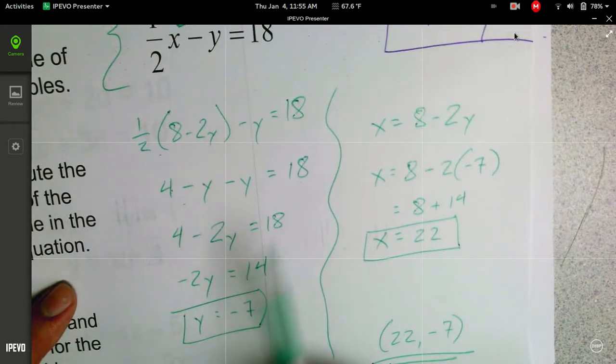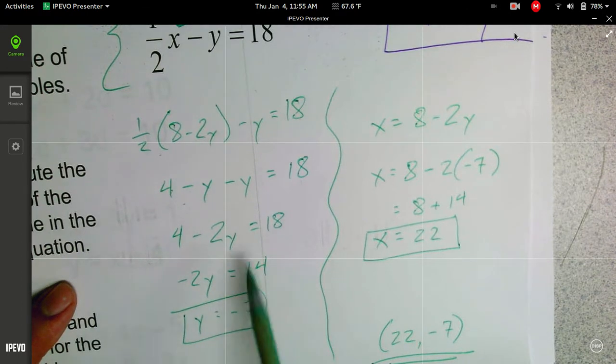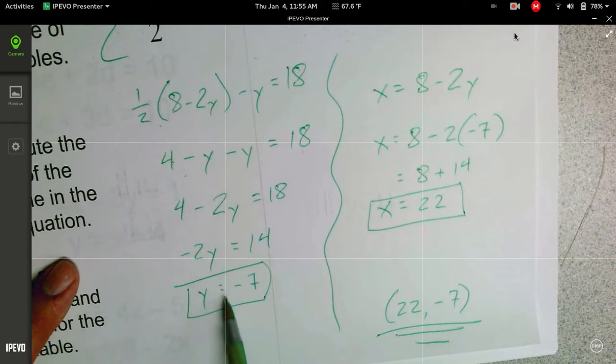And then we'll just simplify from there, combine these to get minus 2y. 4 minus 2y is equal to 18. Move all the constants to one side, all the variables to one side, so we subtract 4. Negative 2y is equal to 14. Solve for y, we'll get y is equal to negative 7.